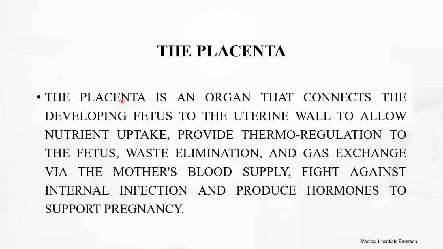Then the placenta is an organ that connects the developing fetus to the uterine wall to allow nutrient uptake, provides thermoregulation to the fetus, waste elimination, and gas exchange via the mother's blood supply. It has to fight against internal infection and produce hormones to support the pregnancy. For instance, progesterone is produced by the placenta after the 4th month of pregnancy.